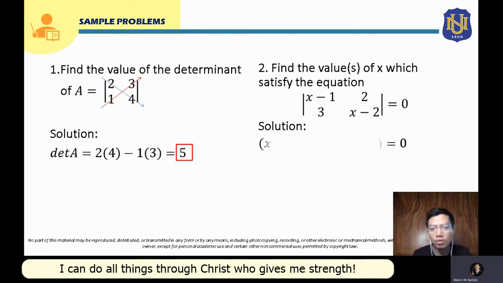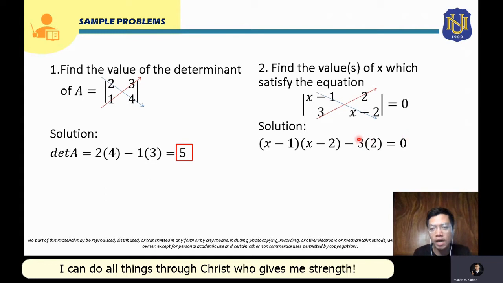So we will just multiply the elements in the downward to the right direction. So that will be x minus 1 times x minus 2. So this will be that value, or product. So minus, we multiply now the elements in the upward to the right direction. So that will be 3 times 2. And we will equate it to the value of its determinant, which is equal to 0.